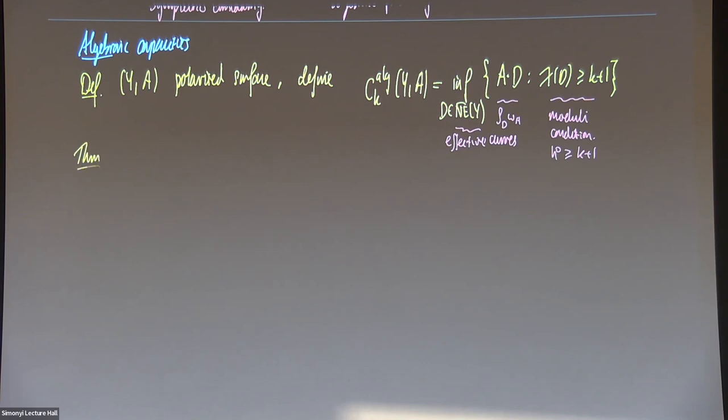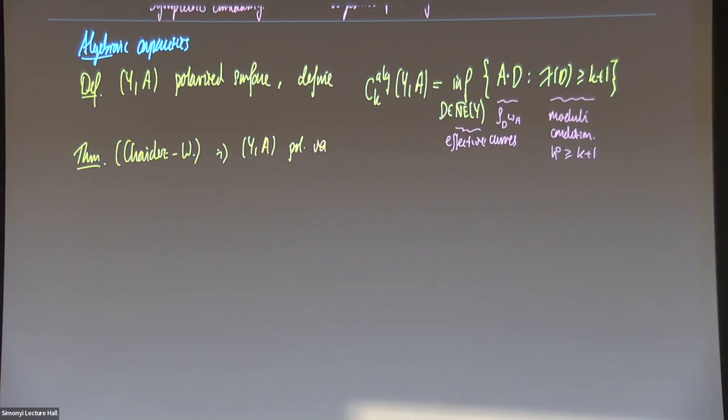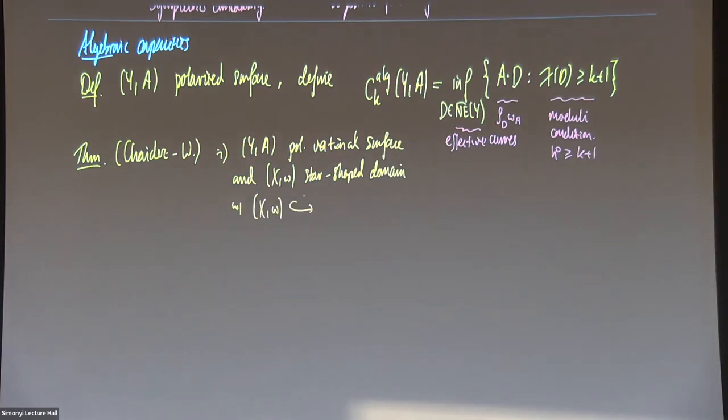And let me tell you why, apart from morally being a thing to think about, it matters. Let me tell you the theorem, a sandwich theorem, a theorem of mine and Julian's, which says the following. Again, in our normal context, Y, A is a polarized surface. This time I really need it to be rational. And if X, omega is some star-shaped domain symplectically embedding into my rational surface, then the ECH capacities of X, omega are bounded above by the algebraic capacities of Y, A.